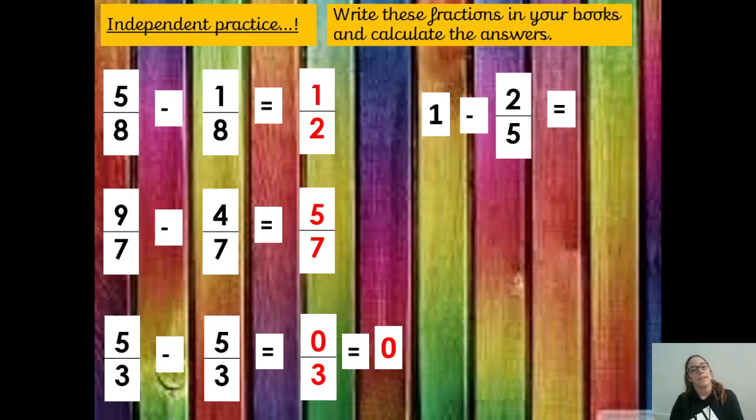So 1 take away 2/5. How are you going to do that? So you might want to pause the video and have a think, okay? Or if you're not too sure, think about what 1 is. If we've got our denominator, which is 5, what would 1 be equivalent to? Okay, so it would be the same as 5/5. So 5/5 take away 2/5 equals 3/5. Okay, well done if you got that one and worked that one out. Good job.